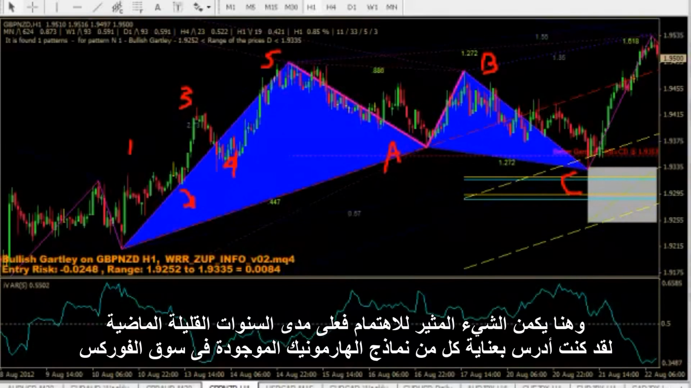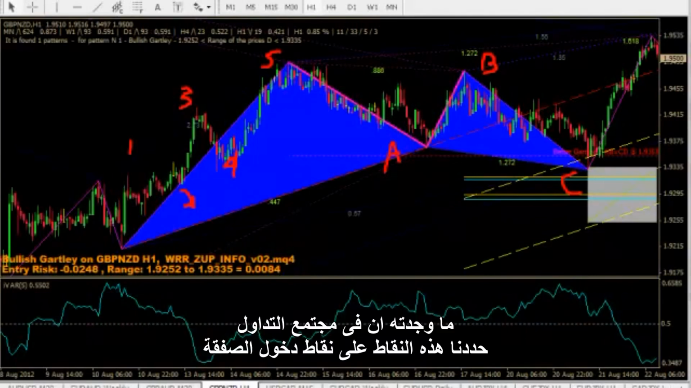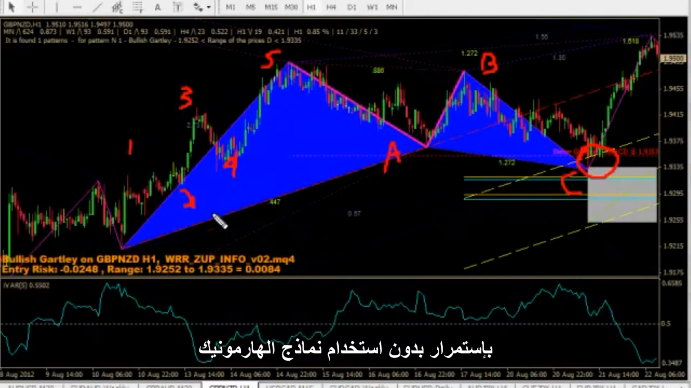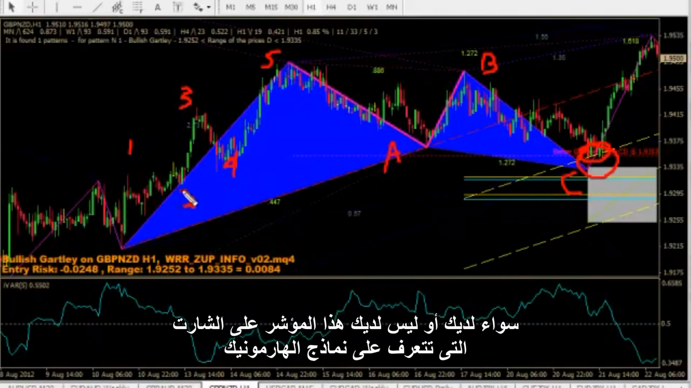Here's the interesting thing. Over the last several years, I've been carefully studying all of the harmonic patterns that come up in the Forex market on all time frames for all different currency pairs. And what I found is that in our trading community, we have identified these points as entries for a trade every time without using the harmonic pattern, because it's always an identifiable end of a correction to a trend. If you know how to employ our system to identify the end of a trend and the end of a correction, then you're going to get into these trades every time, whether or not you have this plug-in on your charts that's identifying this as a harmonic pattern.